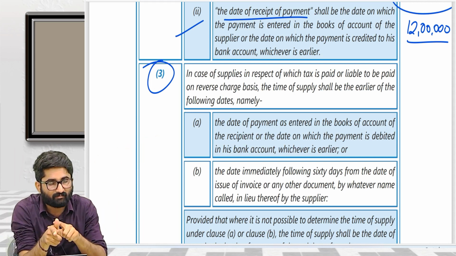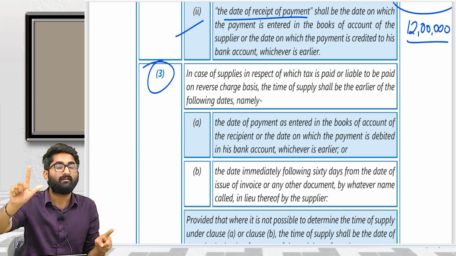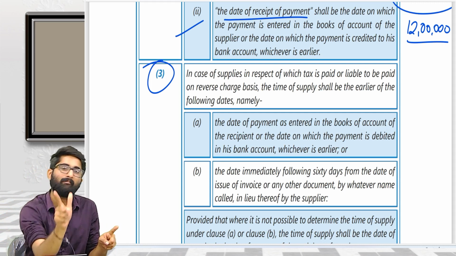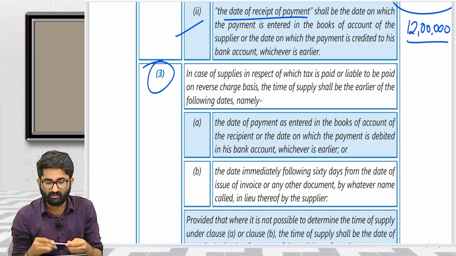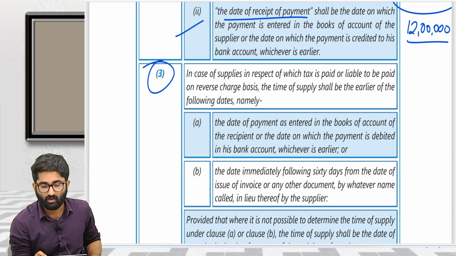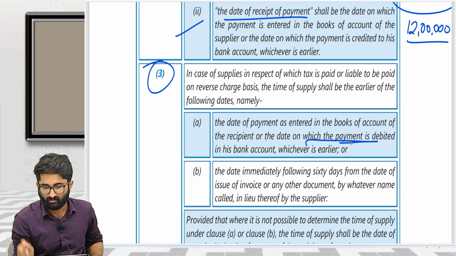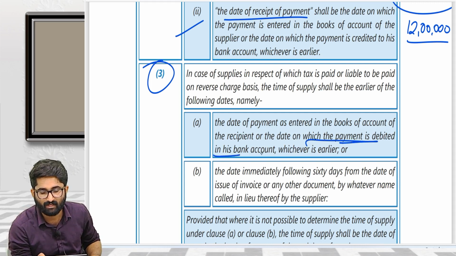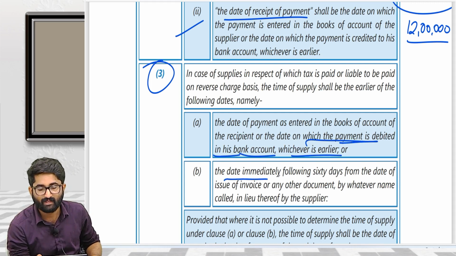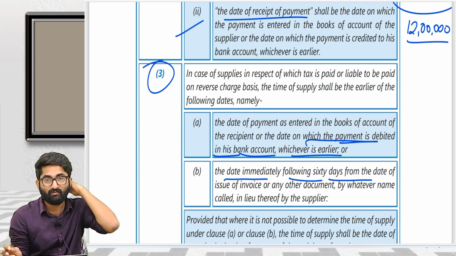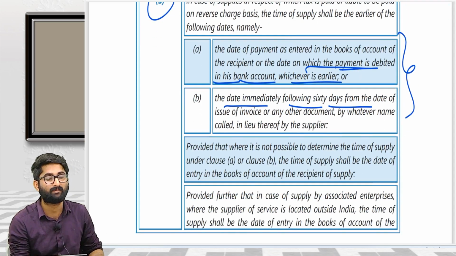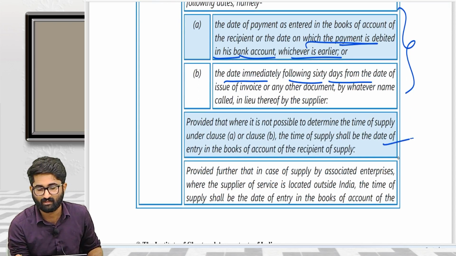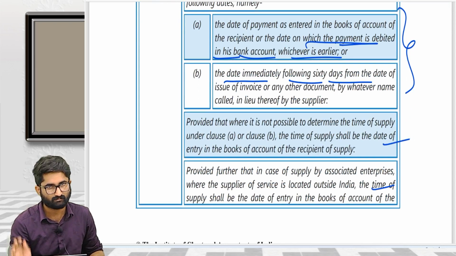Date of payment. What is date of payment? The date of entry in the books of accounts or date of debit in the bank account, whichever is earlier, compared with the 61st day from the date of invoice, whichever is earlier. So this is given: date of payment as entered in the books of accounts, or the date on which the payment is debited in the bank account, whichever is earlier, or the day immediately following 60 days from the date of issue of invoice, whichever is earlier. So this is section 13, subsection 3, and there are some explanations given here, which we already know.